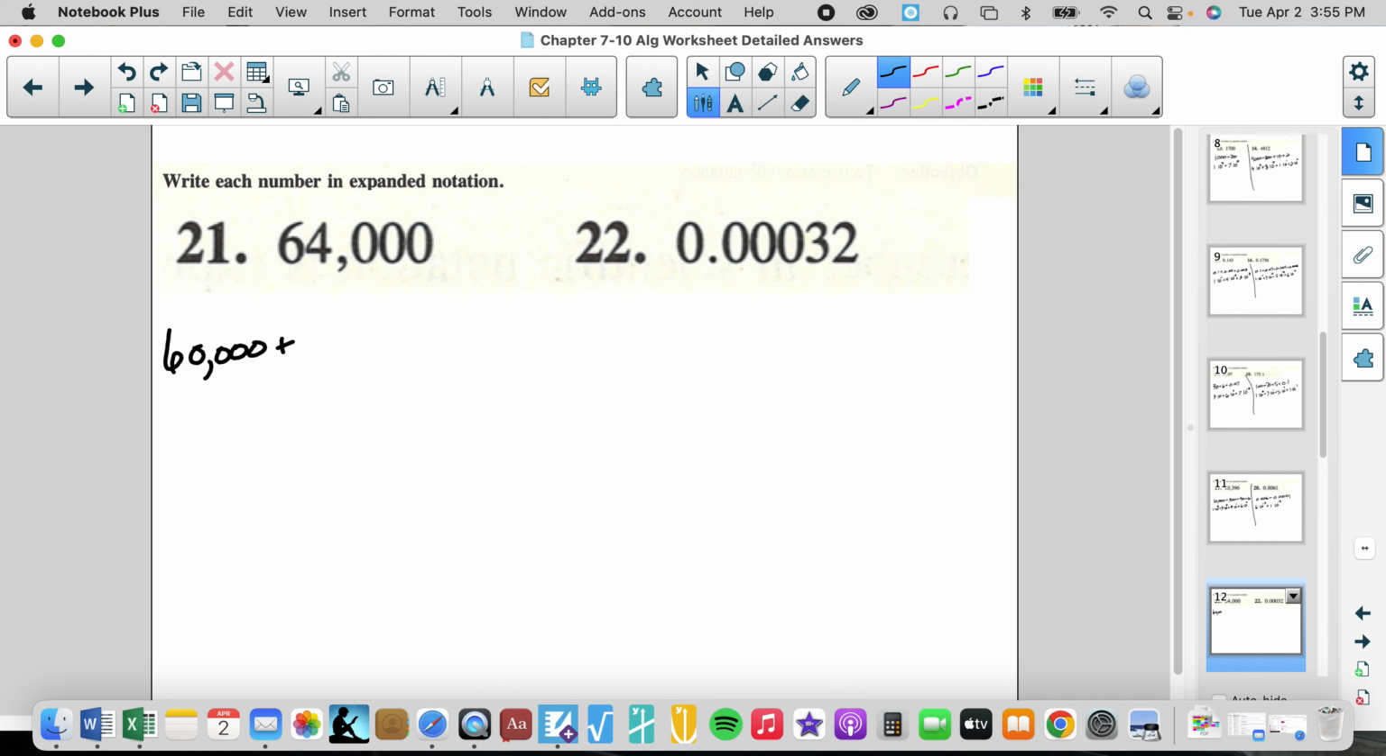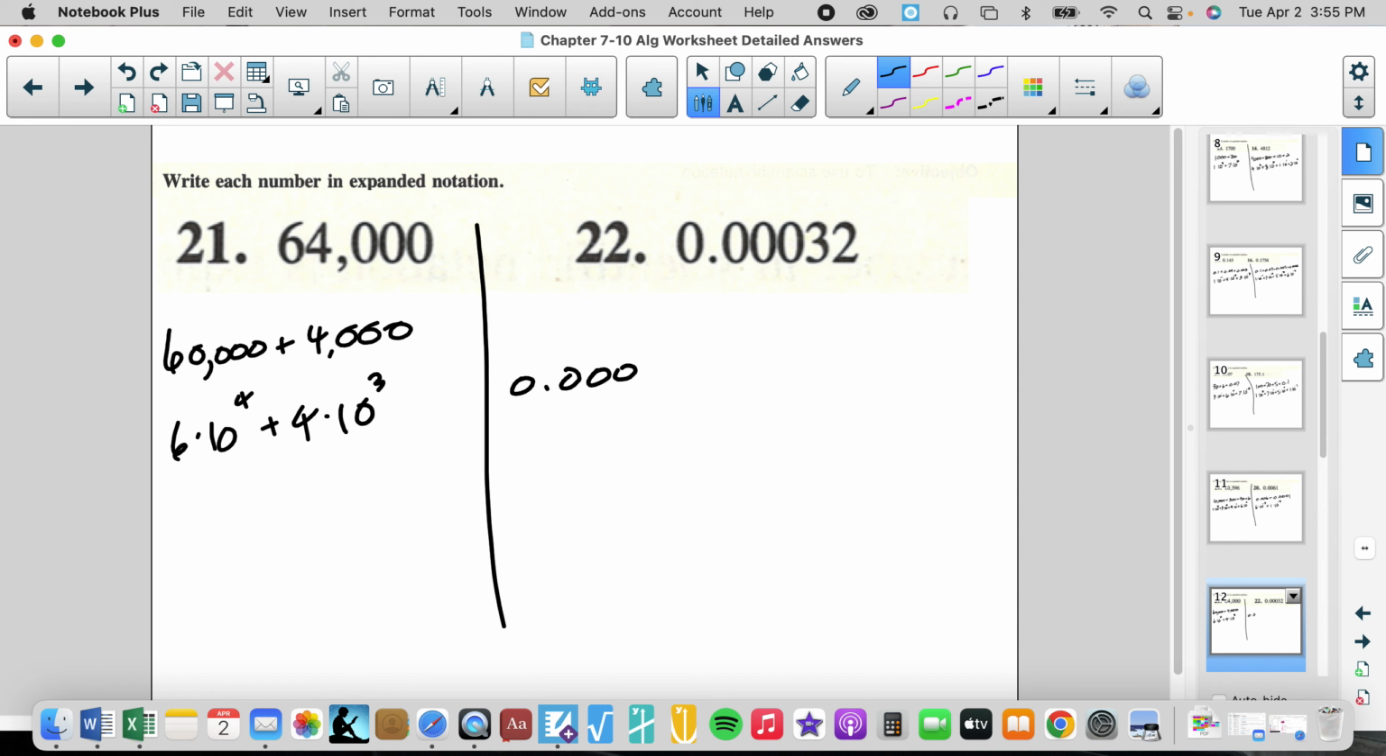60,000 plus 4,000, and that's 6 times 10 to the 5 plus 4, no, 10 to the 4 plus 4 times 10 to the 3. 3 zeros. And this is 0.0003 plus 0.00002, and that's 3 times 10 to the negative tens, hundred, thousands, 10,000s.